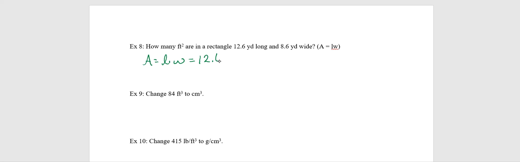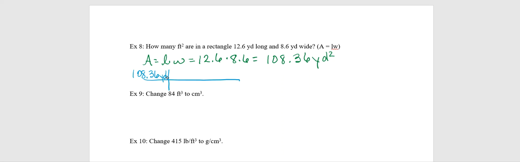So we're going to do 12.6 times 8.6. And my calculator tells me it is 108.36. And because I took a yard times a yard, that's a yard squared. So now I'm going to have to use my unit analysis and set up my chart. So I have 108.36 square yards. And I'm trying to look for something that has square yards and square feet.